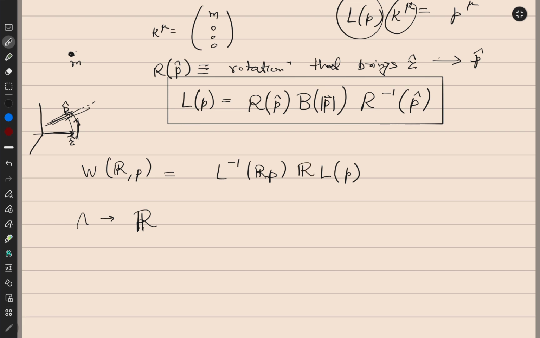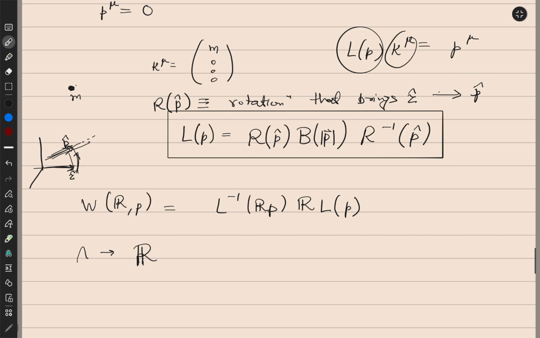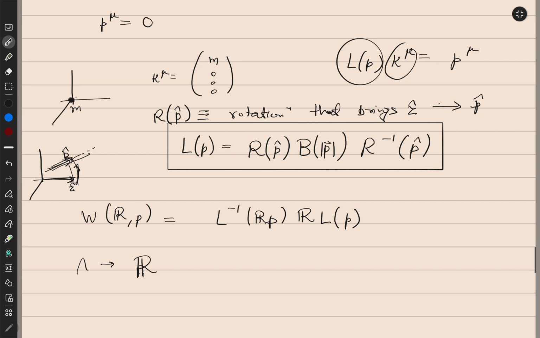Since the little group is SO(3), because if I have a particle which is not moving at all, it's at rest, then the question is, what is the little group? The little group is the group of Lorentz transformations that will leave k mu as it is. So transformations that keep mass m at rest would be rotations in 3-space. So that's why the little group W is just SO(3).